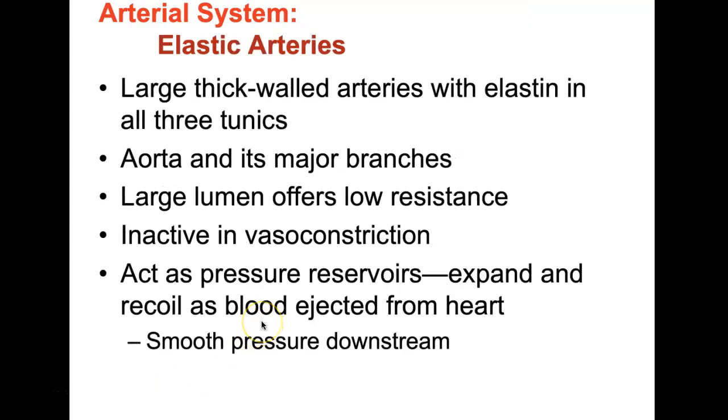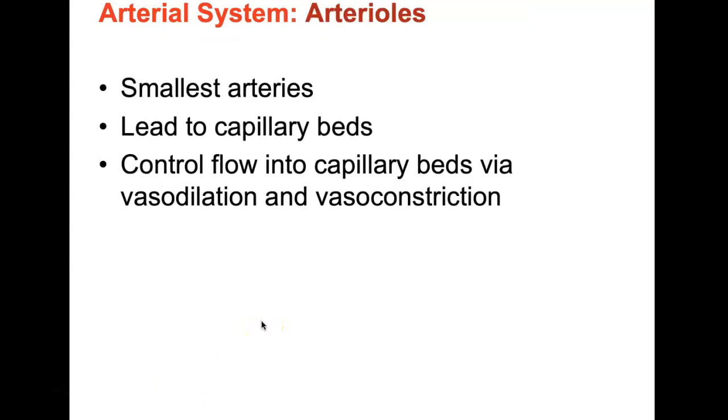Let's go over now to the arterioles. So the arterioles are the smallest of all the arteries. They have a lumen diameter ranging from about 0.3 millimeters down to 10 micrometers. The smaller arterioles, which lead into the capillary beds, are little more than a single layer of smooth muscle cells around the endothelial lining.